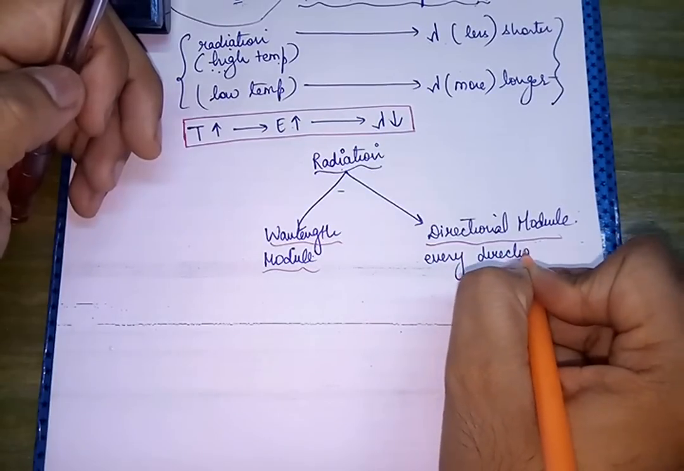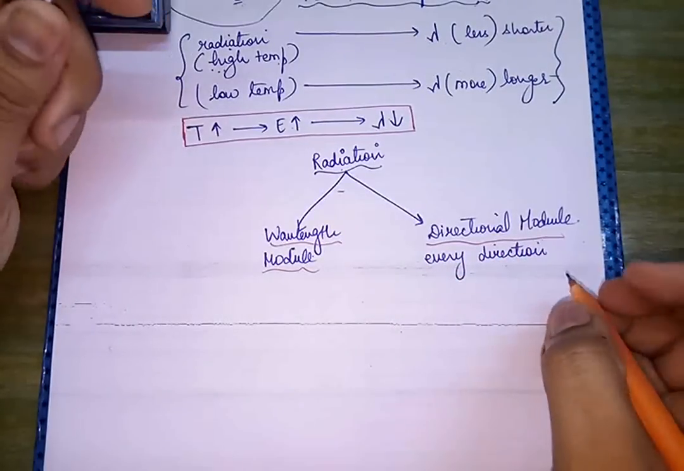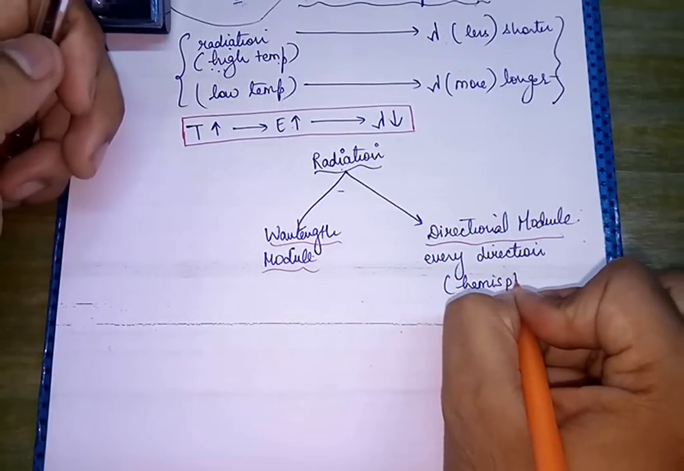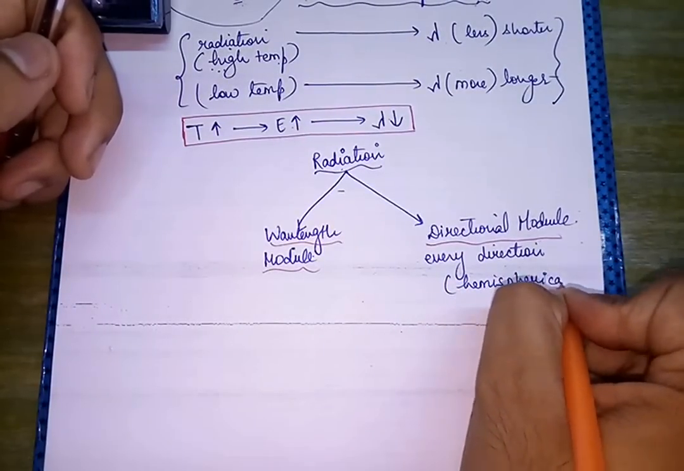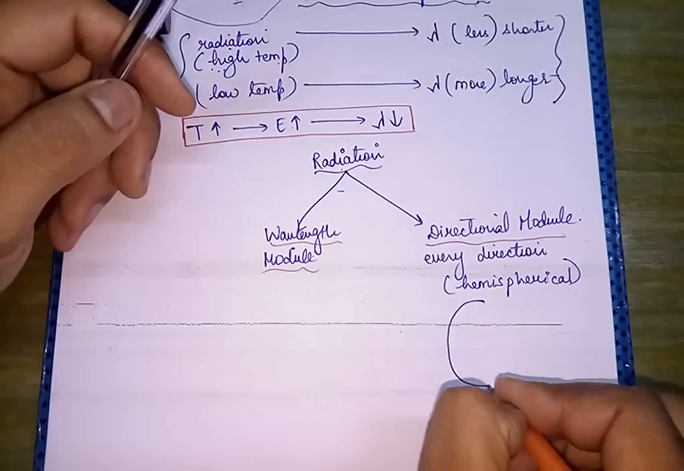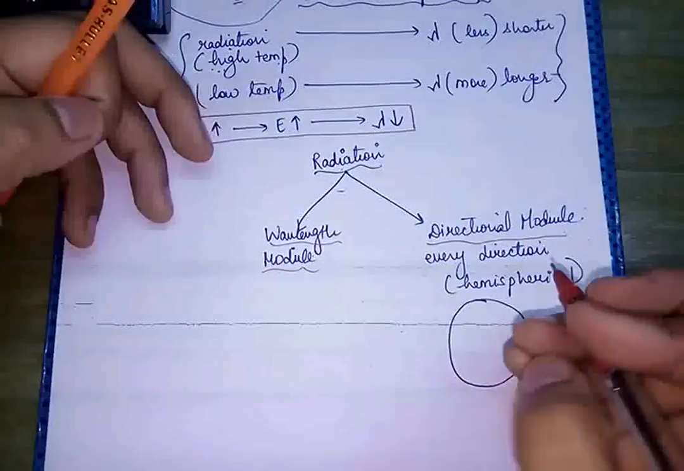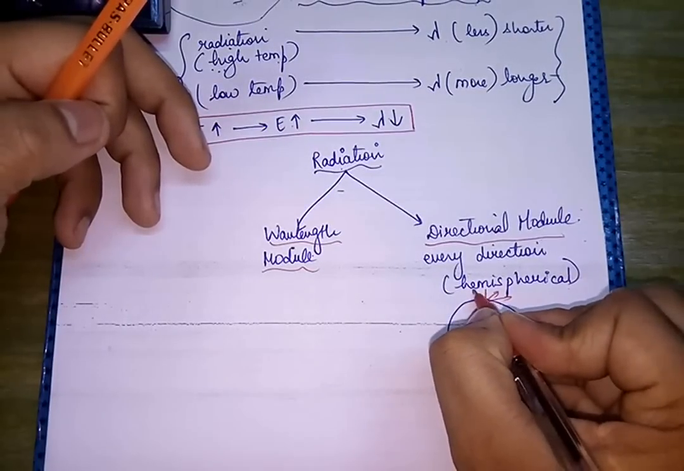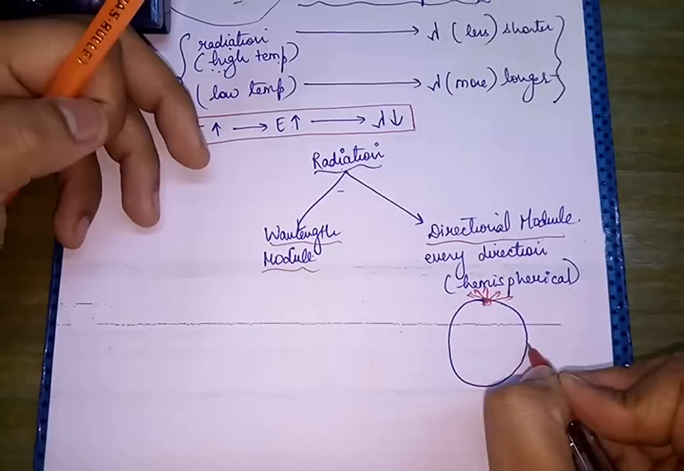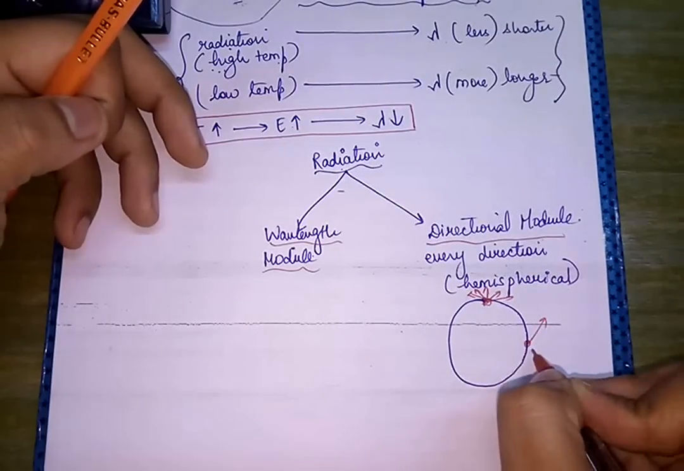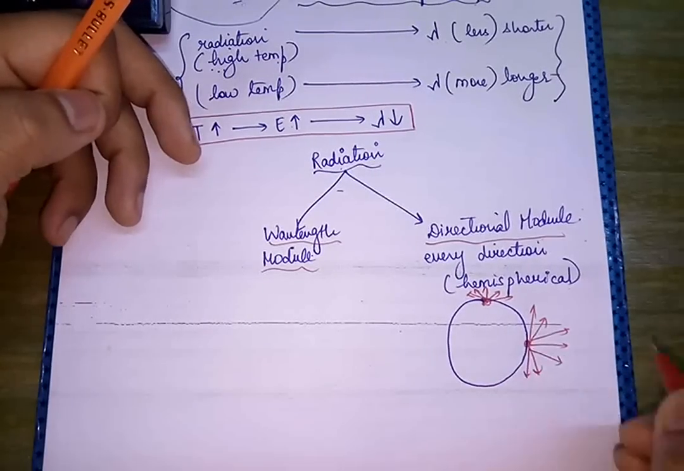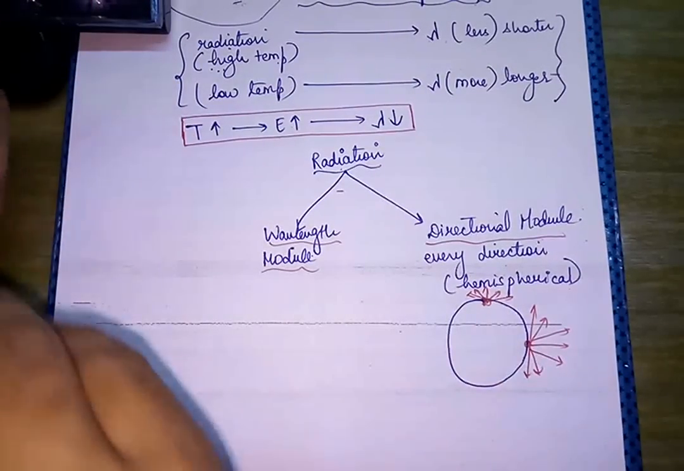So the radiation is being given out in every direction, so we call it hemispherical direction. For example, from this point also the radiation is being given out in every possible direction. If we consider this point, then also radiation is being given out in every possible direction. So this is called the directional mode.